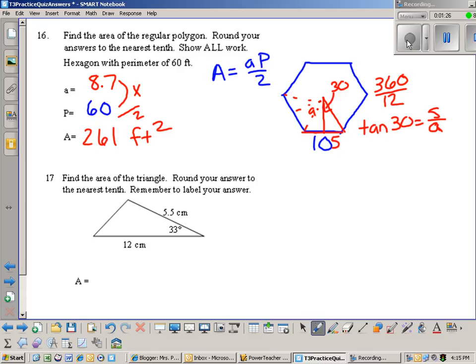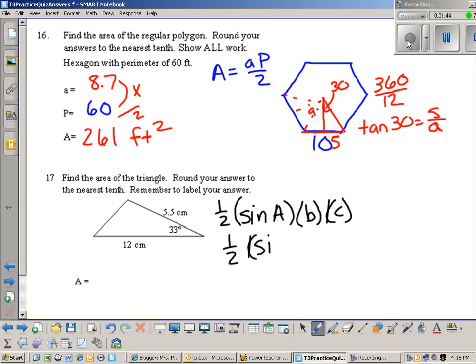For number 17, you want to remember that the sine of the angle times the two sides that enclose the angle, and that is going to be 1/2. So we're just going to take 1/2 times the sine of 33 times 12 times 5.5 to end up with 18 centimeters squared.